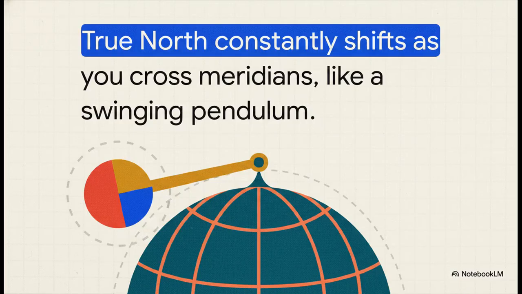To really lock this into your mind's eye, I want you to imagine the orientation of the meridian altering like a swinging pendulum as you fly east to west across different longitudes. Since true north is just the direction of your local meridian, your local true north is literally constantly shifting as you cross those lines. This single concept is the foundation of every calculation we're about to do.